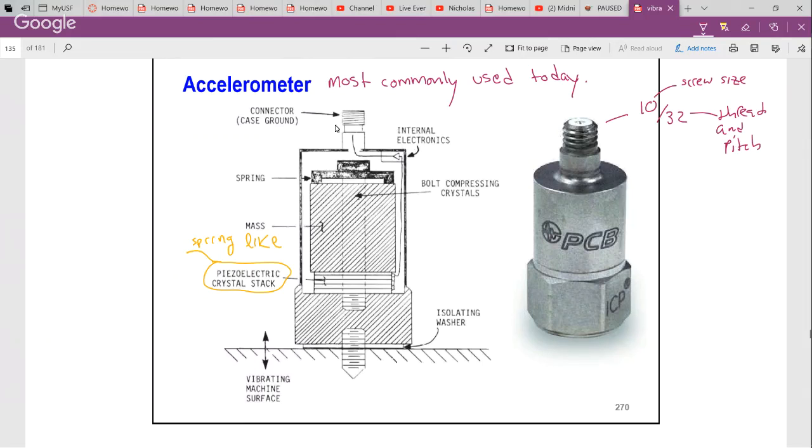We have a housing on it, and the bottom of the housing has a hex shape to it. The manufacturer puts a hex shape here for a reason. Sometimes we glue these down to the structure of the machine we measure, and the best way to remove them is to shear the glue bond, which you do by putting a small wrench on there.